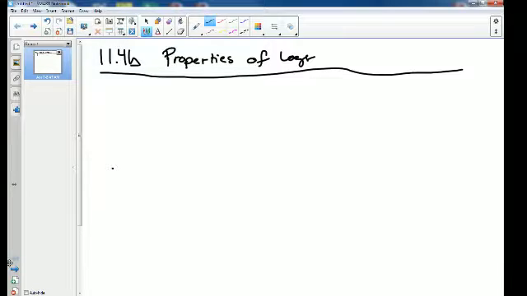So for the warm-up, we just worked on some of the properties of exponents, right? We're not going to graph today.